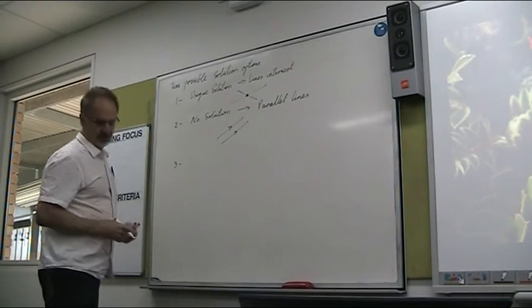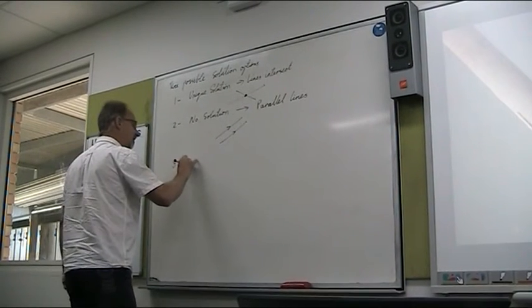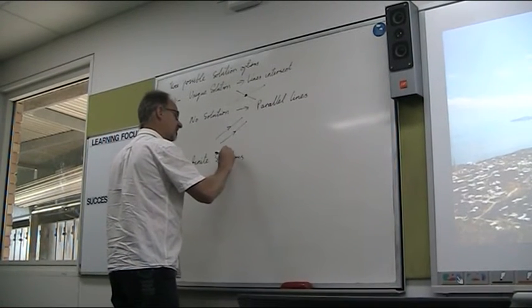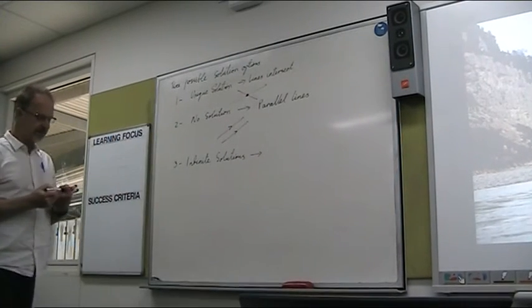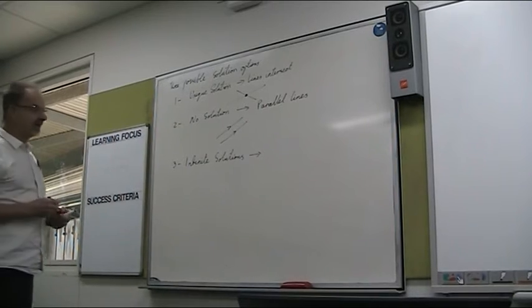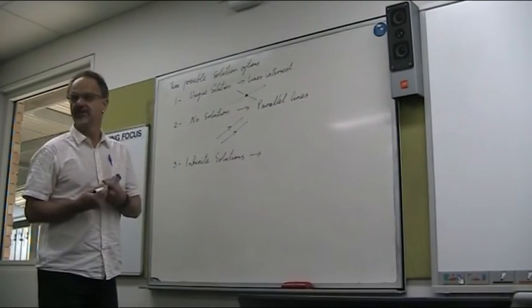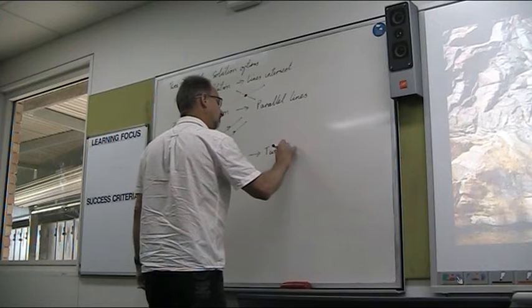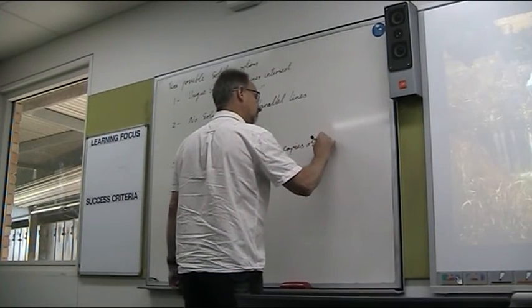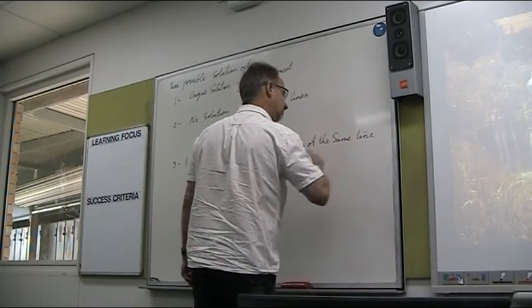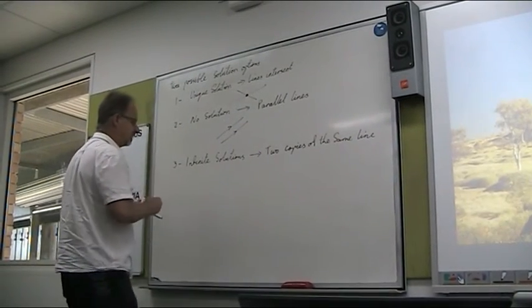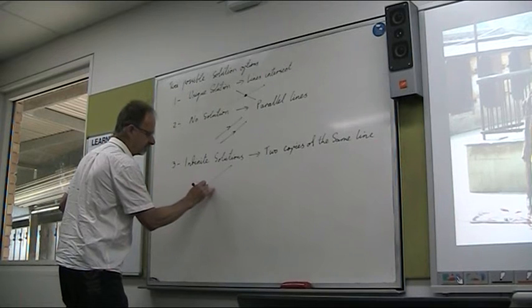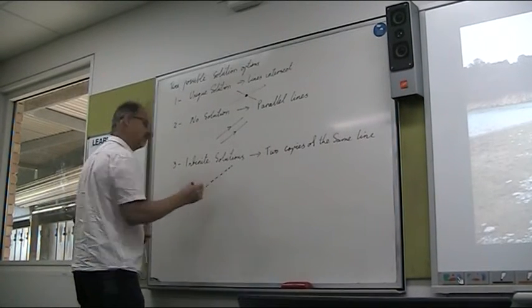All right, and the third option is if we have infinite solutions, which seems to be a strange concept. Can anyone guess what that might mean about the lines if there's infinite solutions? The same, yeah, so two copies of the same line. So one would be like that, and then the other one would be right on top of it. Like that.